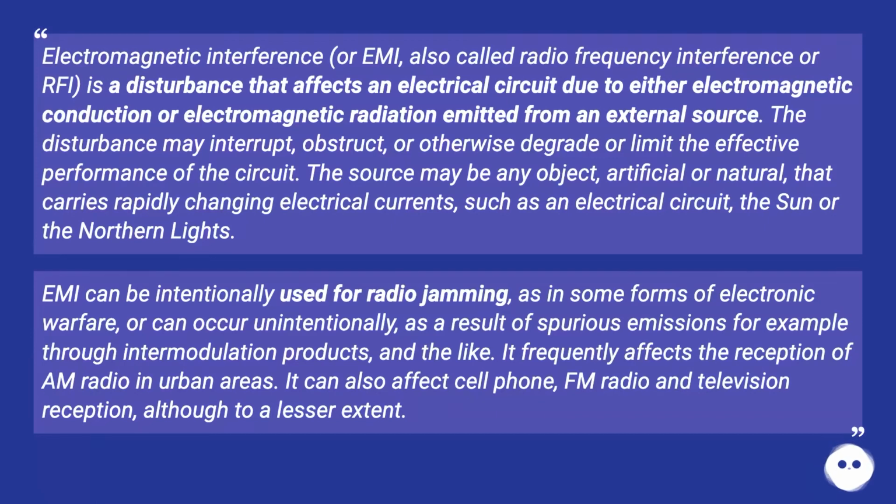Electromagnetic interference, or EMI, also called radio frequency interference or RFI, is a disturbance that affects an electrical circuit due to either electromagnetic conduction or electromagnetic radiation emitted from an external source. The disturbance may interrupt, obstruct, or otherwise degrade or limit the effective performance of the circuit. The source may be any object, artificial or natural, that carries rapidly changing electrical currents, such as an electrical circuit, the sun or the northern lights. EMI can be intentionally used for radio jamming, as in some forms of electronic warfare, or can occur unintentionally, as a result of spurious emissions, for example through intermodulation products, and the like.